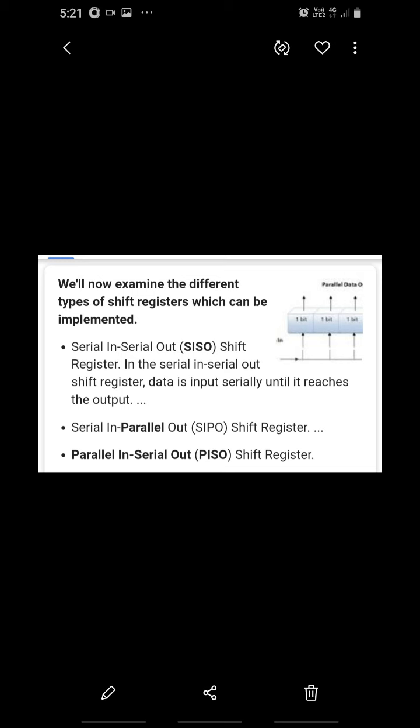Next, parallel in, parallel out shift register. In this, all the data are transmitted as parallel inputs and received as parallel outputs.